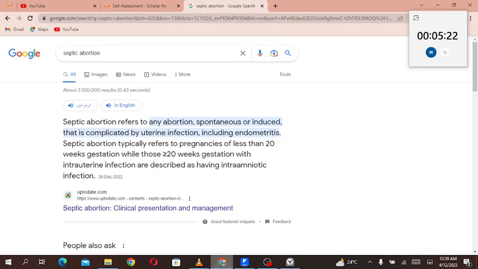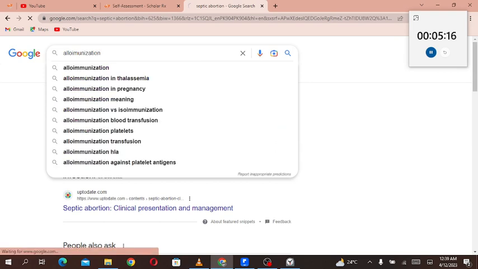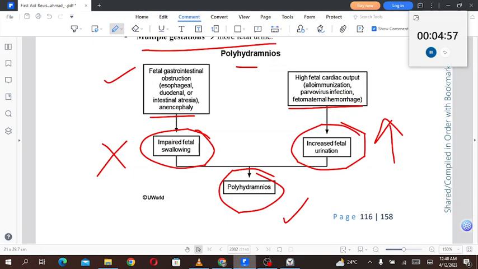Let me see what alloimmunization is. Alloimmunization means an immune response to foreign antigens after exposure to genetically different cells or tissues. Although alloimmunization is a natural event during pregnancy, frequently it is an undesirable outcome of blood transfusion. Alloimmunization is the immune response to non-self antigens. Maybe it comes later in the immunology section somewhere else, but alloimmunization is basically an immune response to allogeneic, or foreign, antigens.